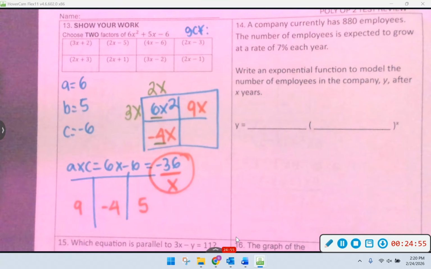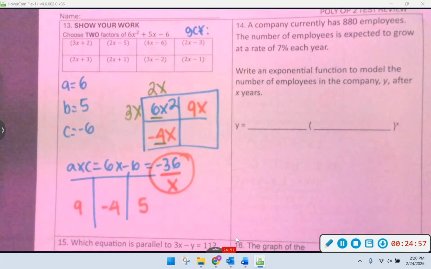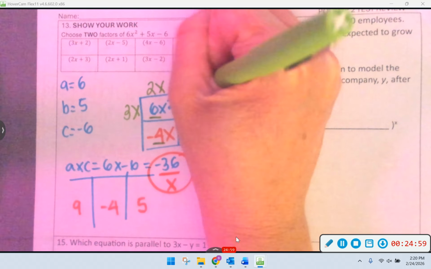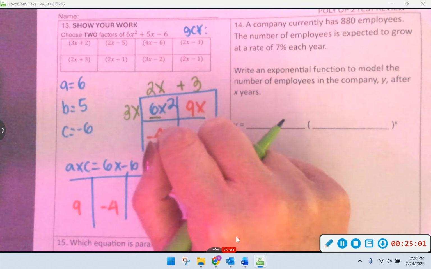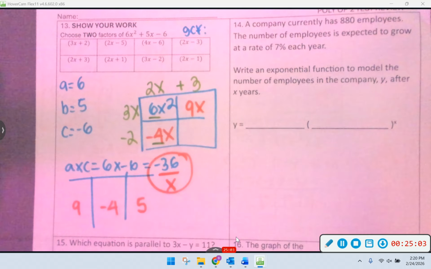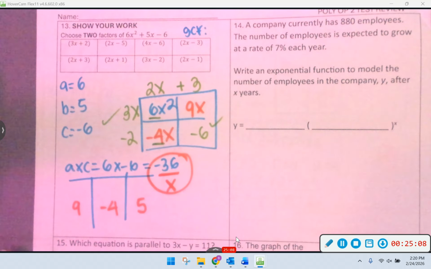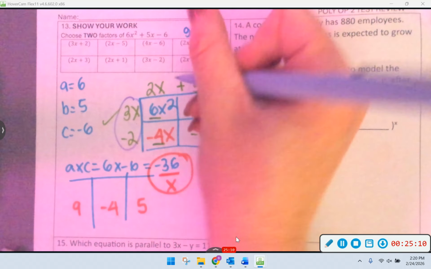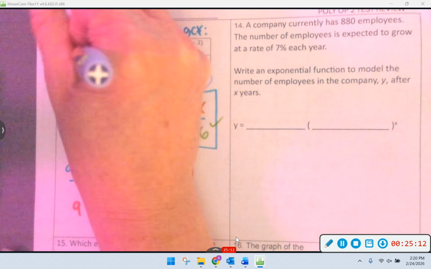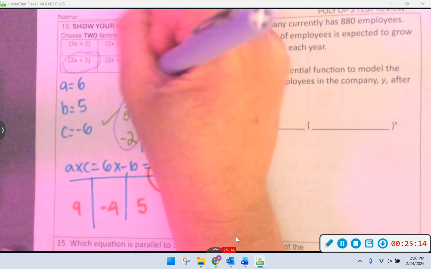All right. What times 3x gets you 9x? Positive 3. What times 2x gets you negative 4x? Negative 2. 3 times negative 2 is negative 6, so we did it right. So my answers are here and here. So we have 2x plus 3 and 3x minus 2.